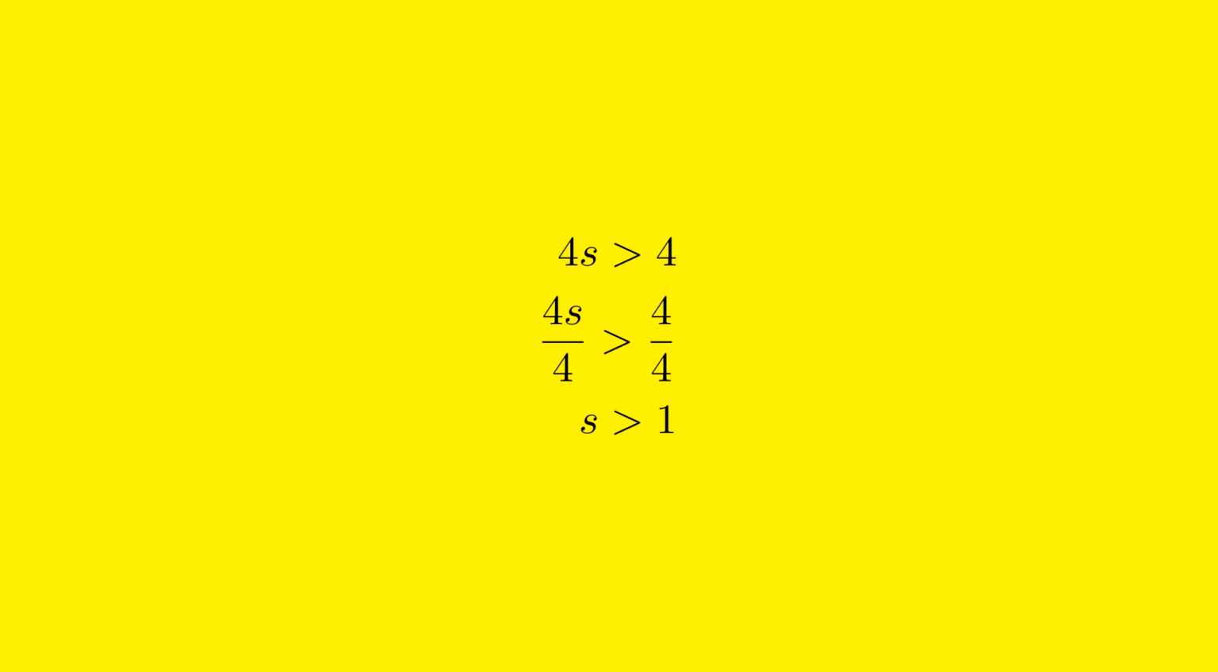So, the solution of the inequality 4s + 5 > 9 in inequality form is s > 1. And in interval notation, the solution is (1, ∞).